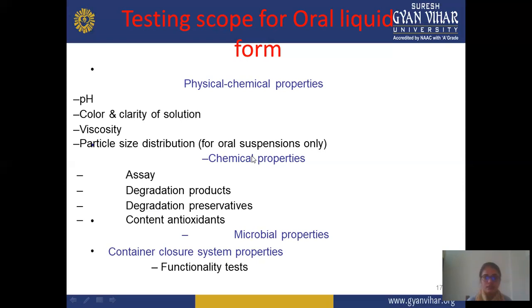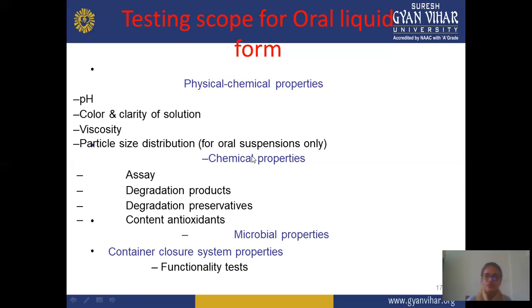Next is assay. In chemical property, in assay you can assure whether a specific amount of drug is present in your formulation or not. Suppose you are preparing syrup and the concentration of the drug is 1 gram in 50 ml syrup. In this condition, we check whether that particular 50 ml container has the sufficient or required amount of drug concentration or not. Next is degradation product.